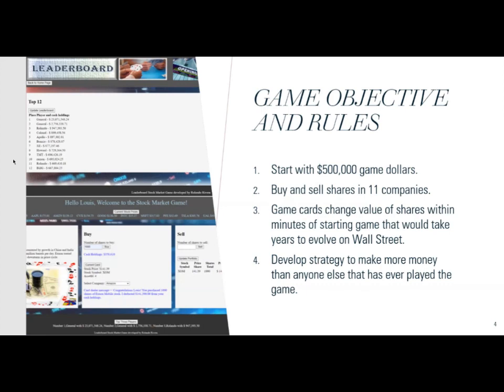It is. And there's just 4 basic things about the game. Number 1, you start with 500,000 game dollars. I spent all that to buy and sell shares in 11 different companies. Now, what differentiates this game from other simulators that are out there, the cards accelerate fluctuation in price that would take years on Wall Street to evolve.